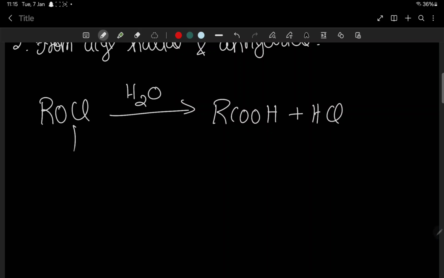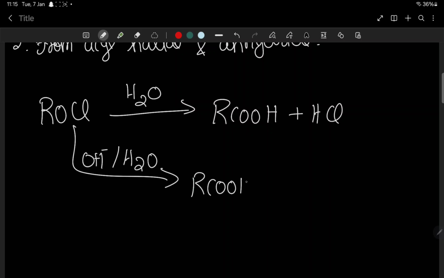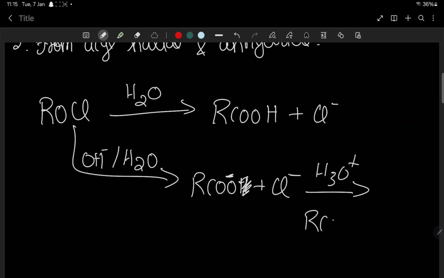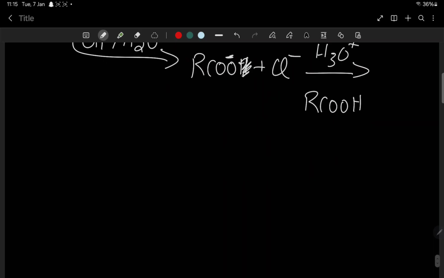Or you can add a base also. If you add a base in water medium, the same happens. You get RCOOH, and here Cl minus is given, so we'll give it Cl minus itself. If we hydrolyze it only, it becomes RCOOH. This is from RCOCl. Now from anhydride.